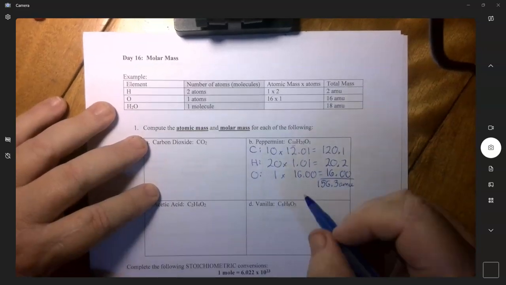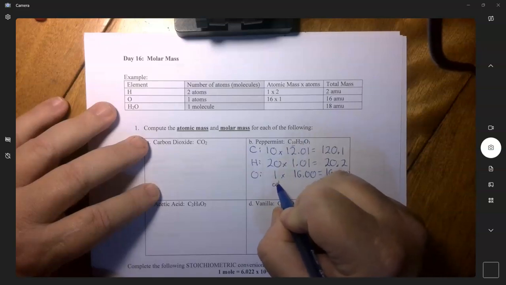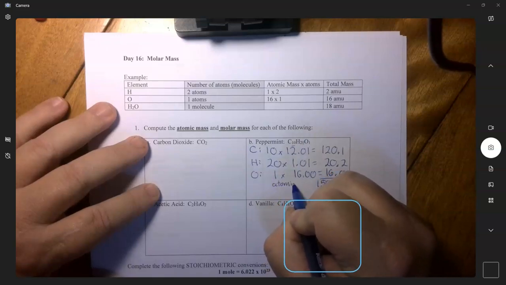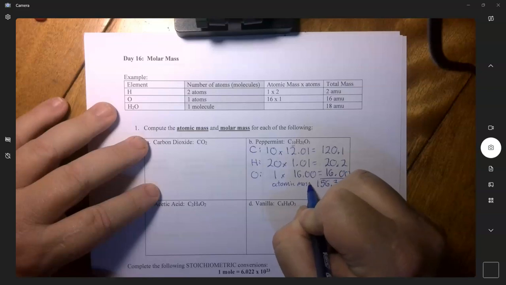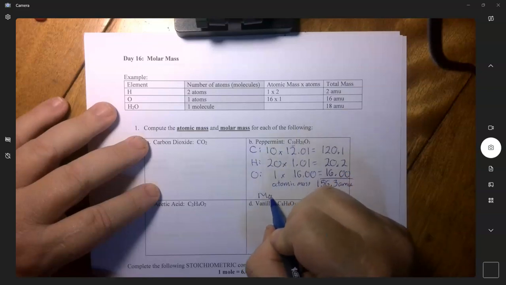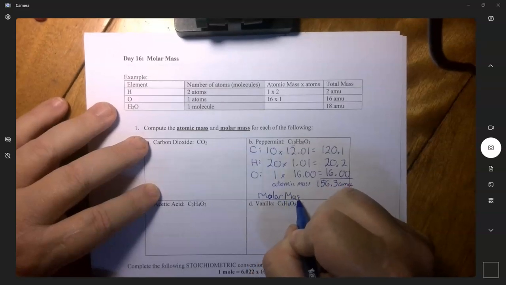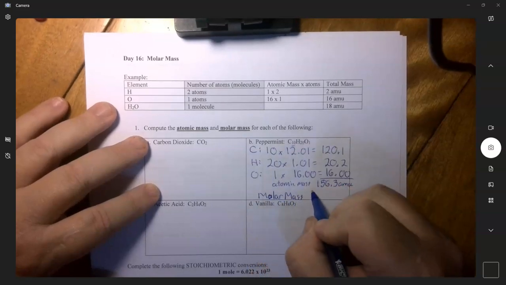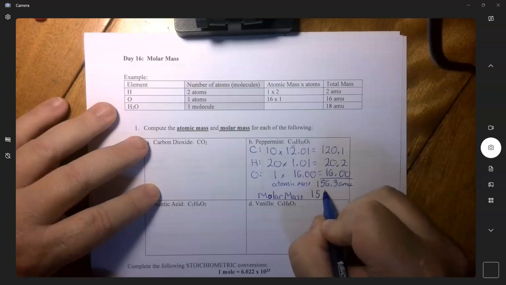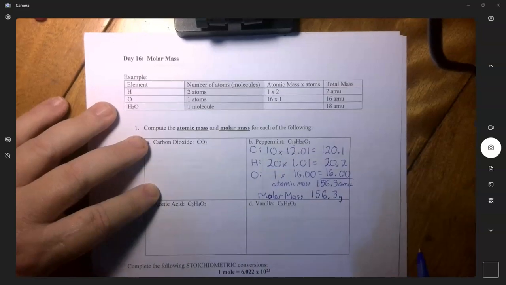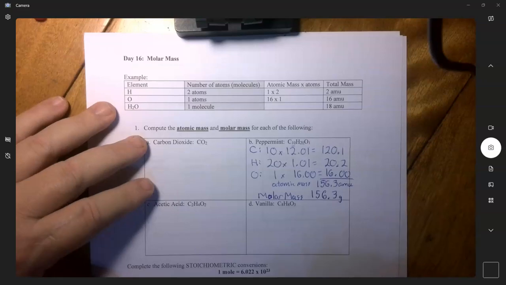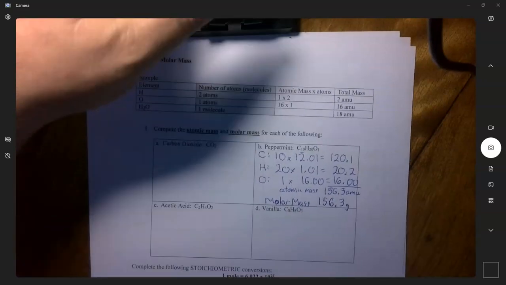Okay, now, so that's the atomic mass. It's the mass of one molecule. The molar mass is going to be 156.3 grams. The only thing that changes is the unit of measure becomes grams. Okay? All right. You can do the rest. Ask for help if you need it.